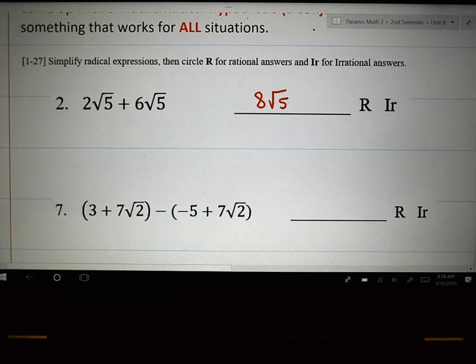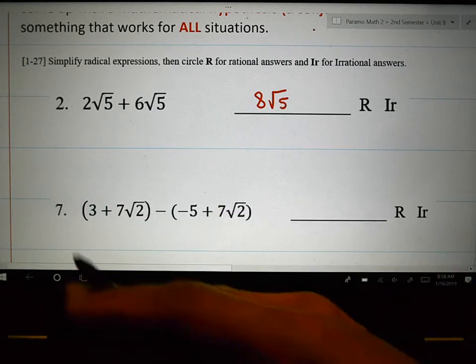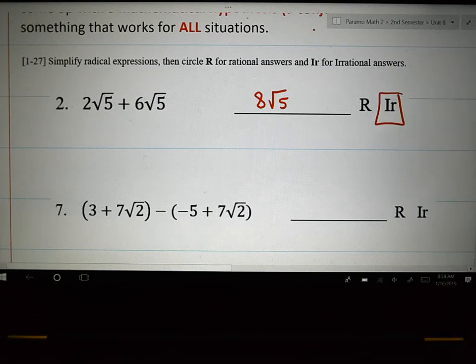And then you have to decide, is it rational or irrational? Well, root 5 doesn't simplify. Root 5 would be this decimal that doesn't repeat itself. It is irrational.